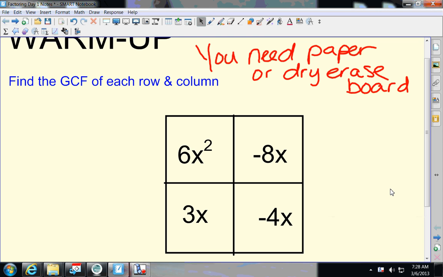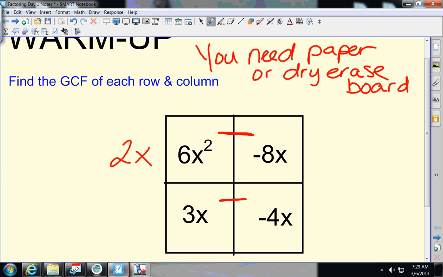All right, on this warm-up, it asks you to find the GCF of each row and column. So what we're going to look at here, I want you to look in these two right here. What is the greatest common factor? Does 6 go into 8? No. Well, you have 6 and 3, or 2 and 3. Does 3 go into 8? No. 2 does though, right? So 2, and you've got 2 x's and 1 x. So I need to pull out one of the x's.